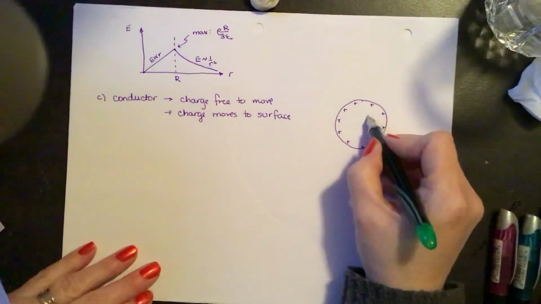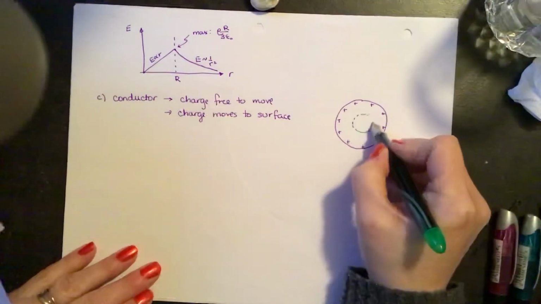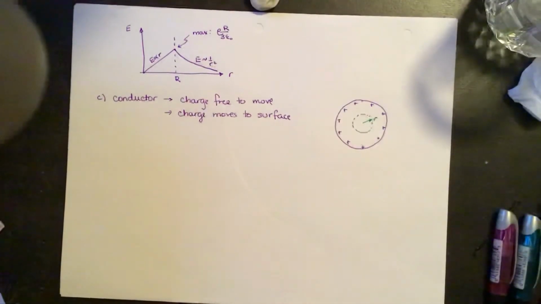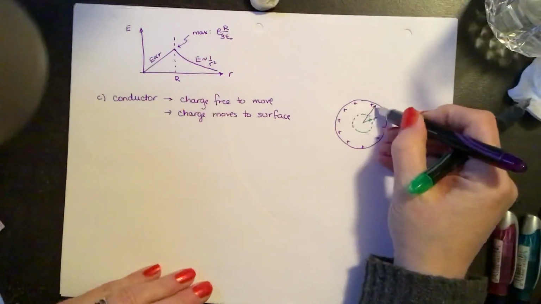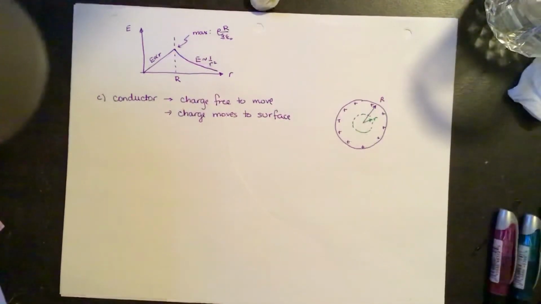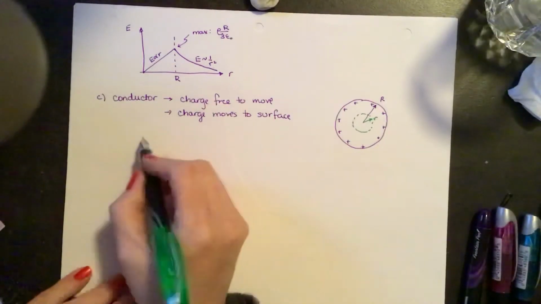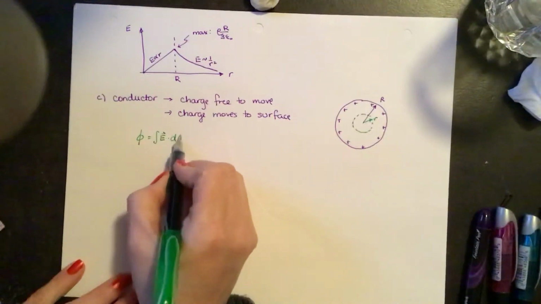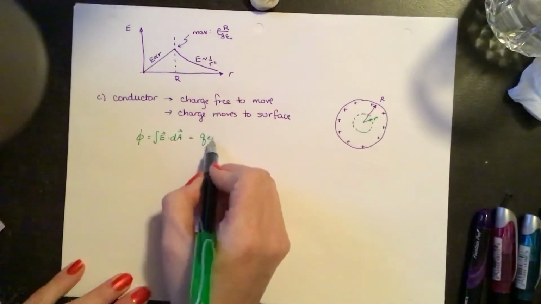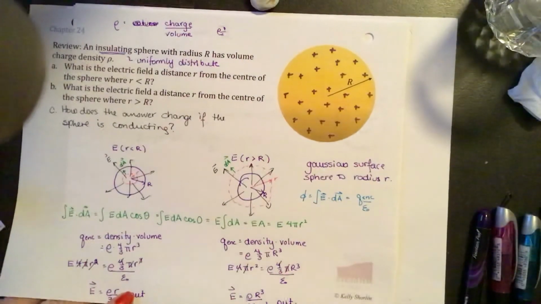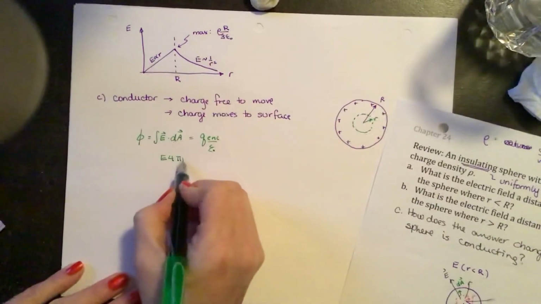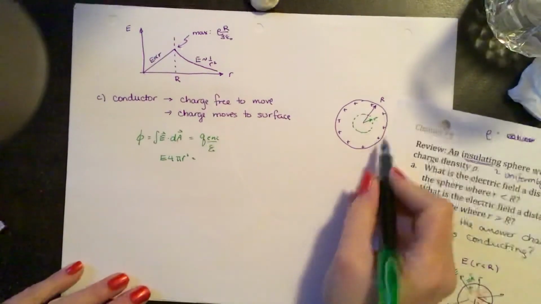To find the electric field inside, we'll do a Gaussian surface inside. So there's my little r. My big R, of course, is the radius of the whole sphere. I'm going to use Gauss's law. Net electric flux equals the integral of E dot dA equals Q enclosed over epsilon naught. I'm going to use the same result that I got before for my integral of E dot dA: E times 4 pi r squared equals my Q enclosed.